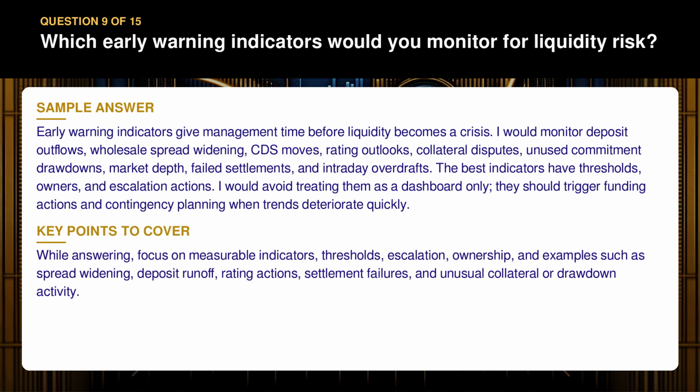While answering, focus on measurable indicators, thresholds, escalation, ownership, and examples such as spread widening, deposit runoff, rating actions, settlement failures, and unusual collateral or drawdown activity.